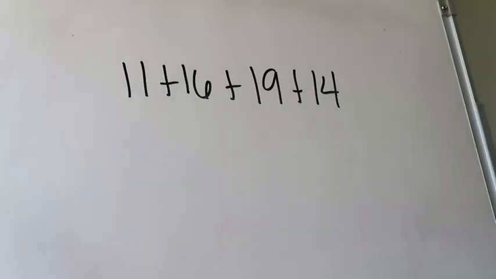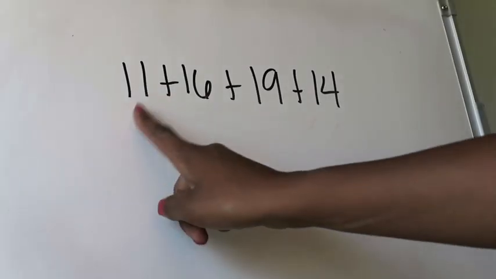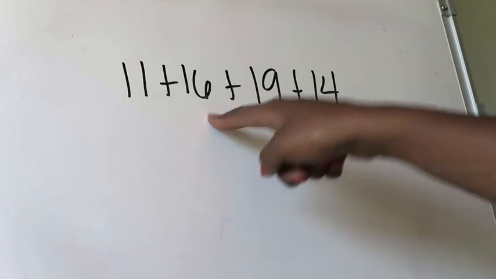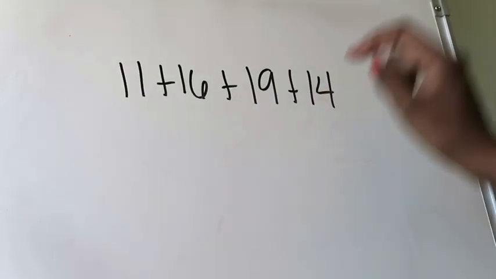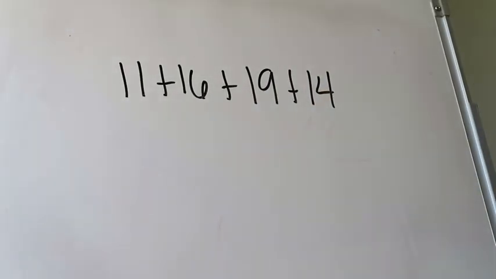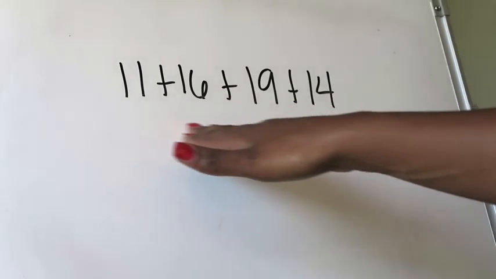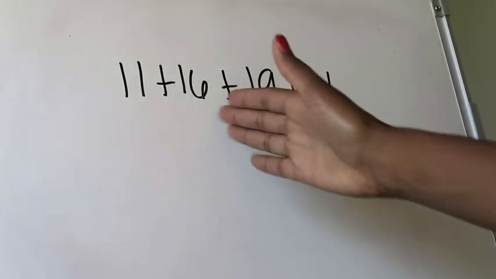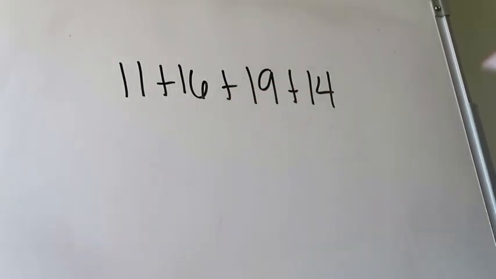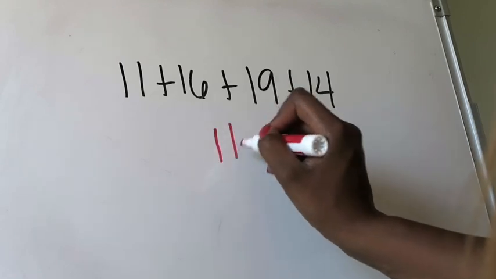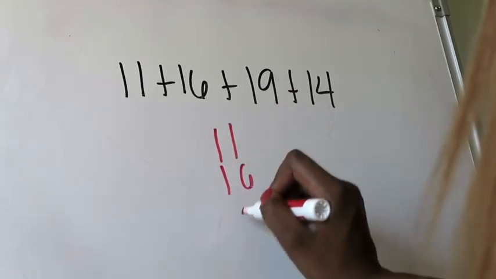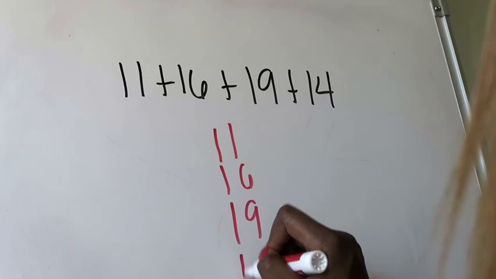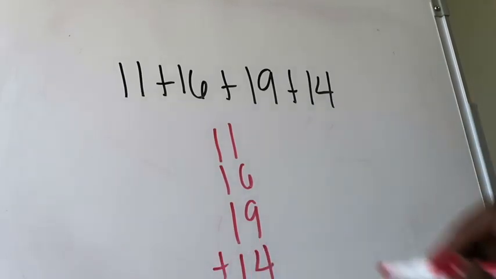All right, here we have 4 addends, 11 plus 16 plus 19 plus 14. Now, the first thing that I want to do is I want to rearrange this so these addends are listed vertically instead of horizontally. Right now, they're horizontal, they're going across, but I want them to be vertically because it's easier for me to see things when they are going in that direction.